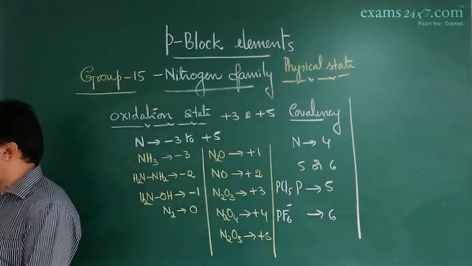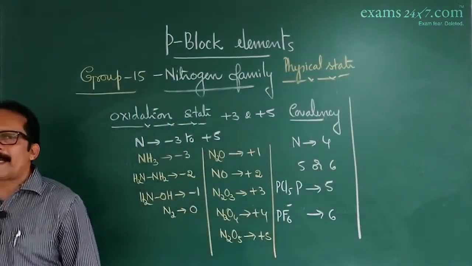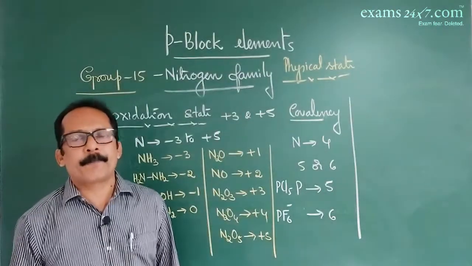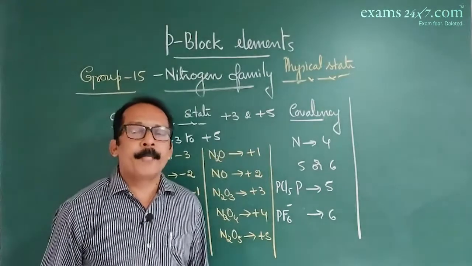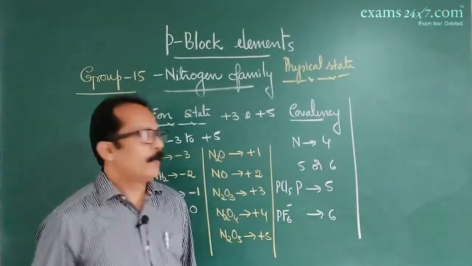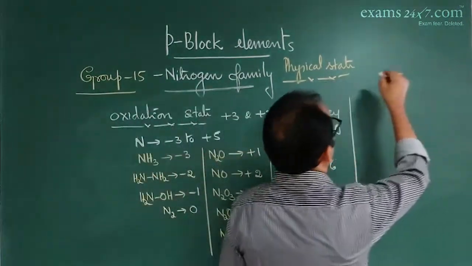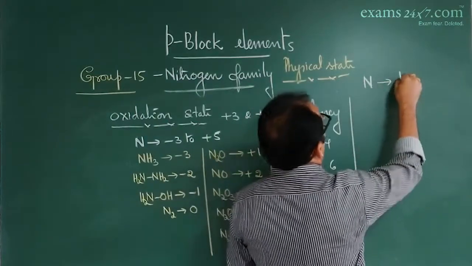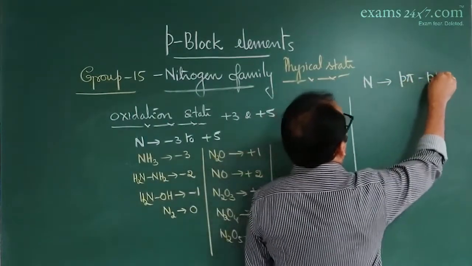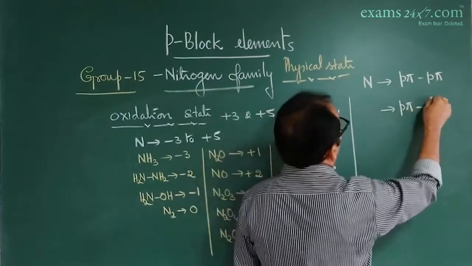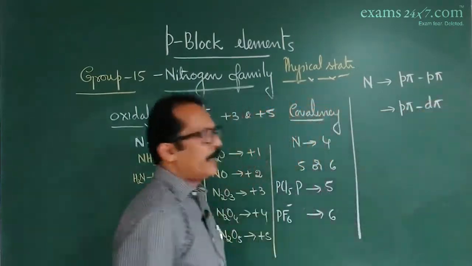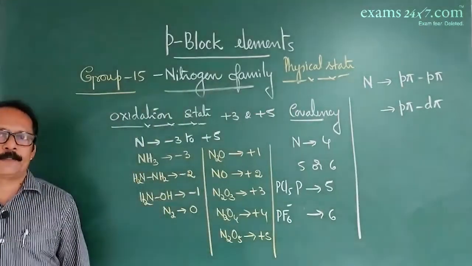Another property: nitrogen forms p-pi p-pi multiple bonds, whereas other elements of the same group form p-pi d-pi multiple bonds with oxygen.